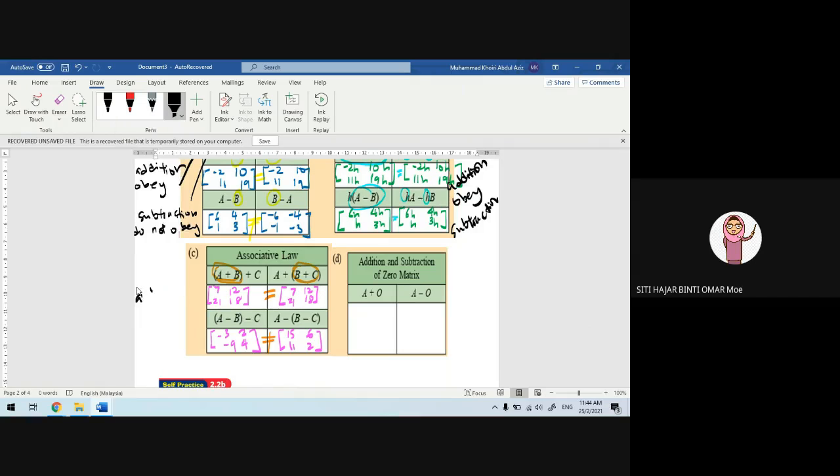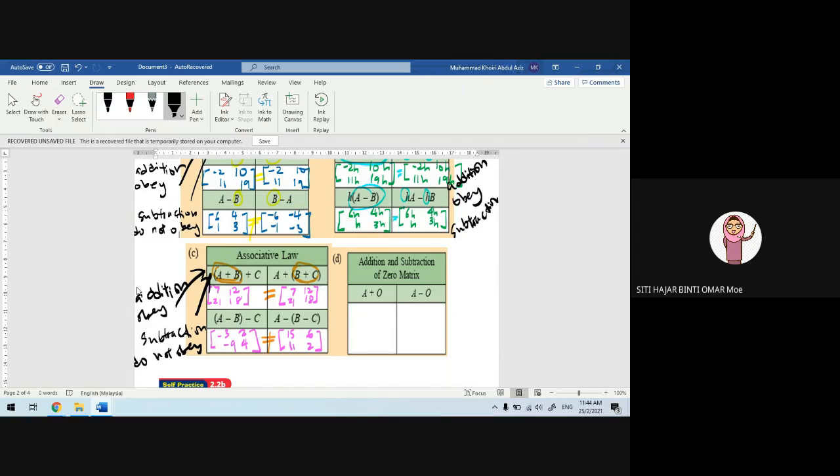So we can say that addition obeys the associative law, while subtraction does not obey the associative law.